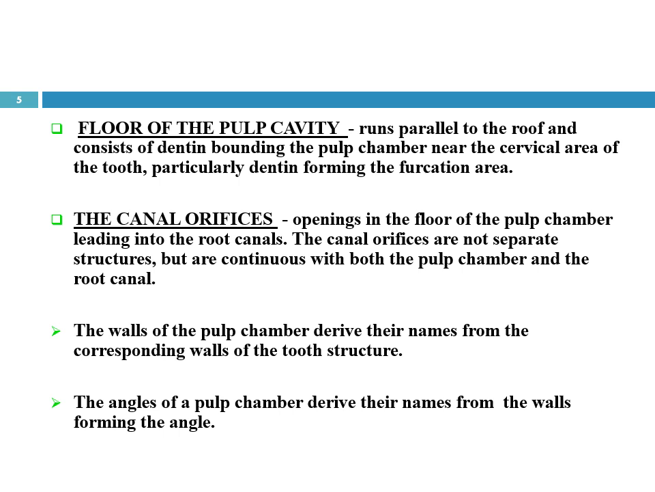The canal orifice is nothing but the opening in the floor of the pulp chamber which leads into the root canal. So the canal orifices are not separate structures, but they are continuous with the pulp chamber and the root canal. The walls of the pulp chamber derive their names according to the corresponding wall of the tooth structure. The angles of the pulp chamber derive their names from the walls forming the angle.